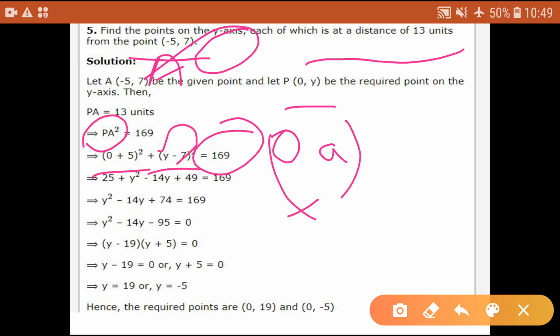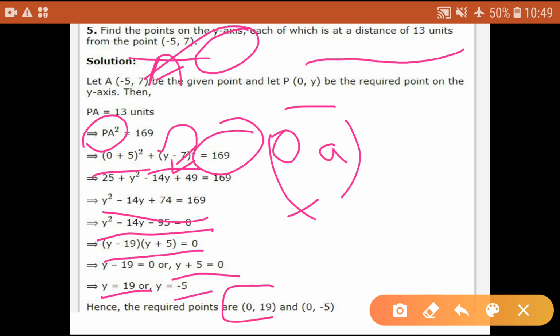This is a very important part. How do we solve it? By using the identity a minus b whole square, and then collecting the like terms, and then finally factorizing it. So what are the two factors that we are getting? Y minus 19 and y plus 5. So the solutions will be y equals 19 or y equals -5. So we are getting 2 points over here, 0, 19 and 0, -5. So in this way you are going to solve the questions of the exercise also.